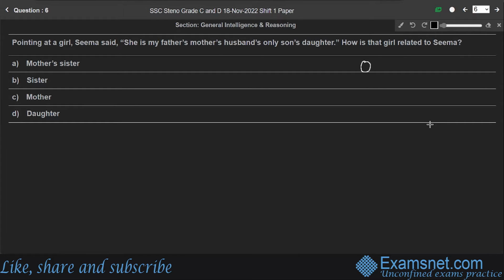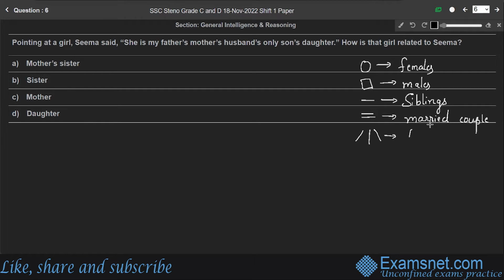We use a circular symbol for all females, right? We use a square symbol for all males. We use a single horizontal line for siblings. We use a double horizontal line for a married couple. We use a vertical line or slightly slanted line for difference of generation, right?